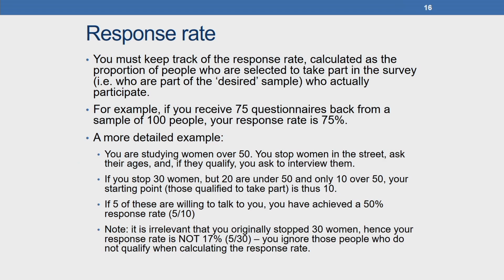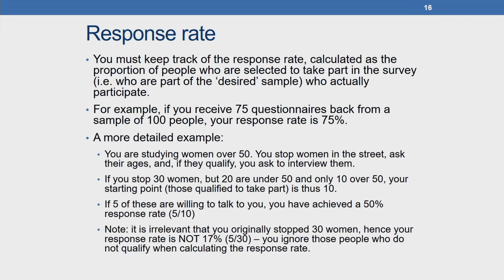Let us spend a little time on what is response rate. Usually when we carry out survey research, one of the first things that we report based upon our survey data is the response rate of the sample that we have studied. We will discuss this with the help of an example. It is important to keep track of response rate, calculated as the proportion of people who are selected to take part in the survey, that is, who are part of the desired sample, and who actually participate. For example, if you receive 75 questionnaires back from a sample of 100 people, your response rate is 75%.